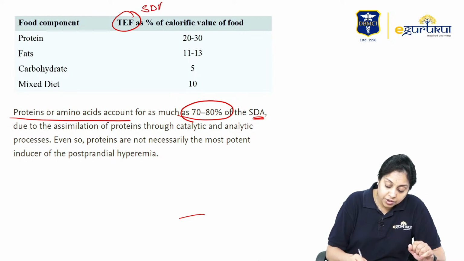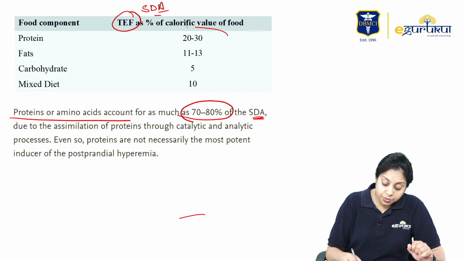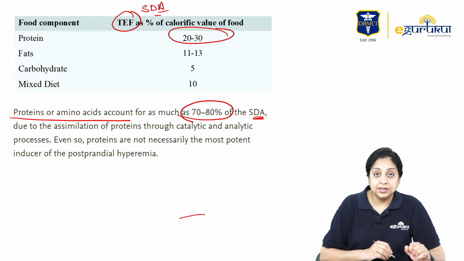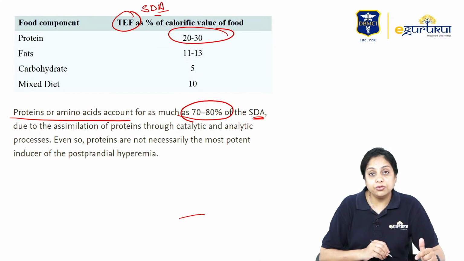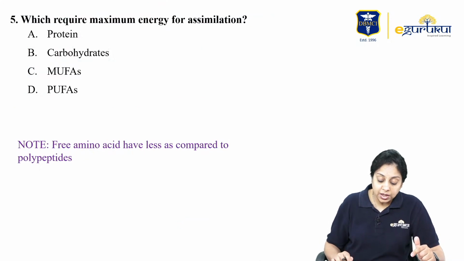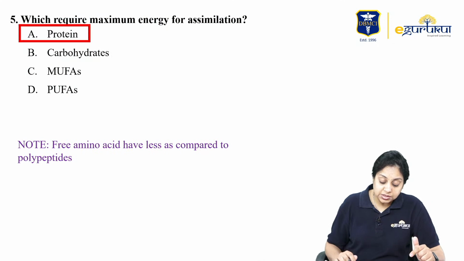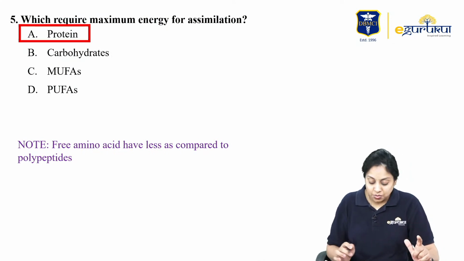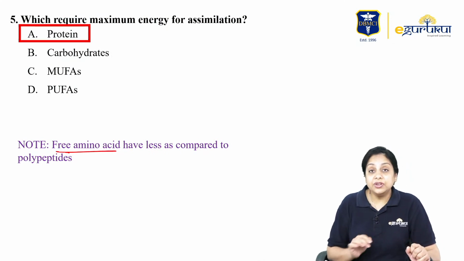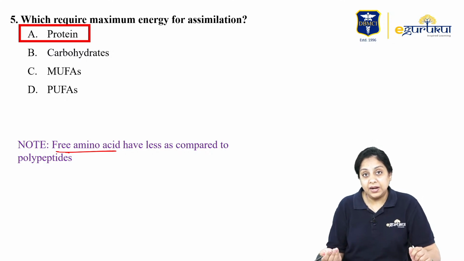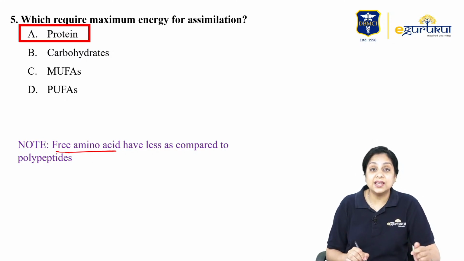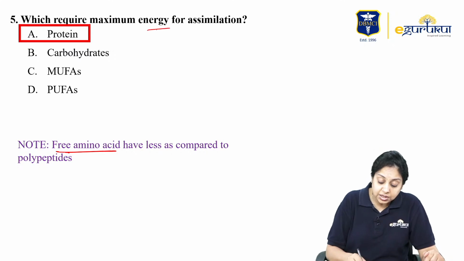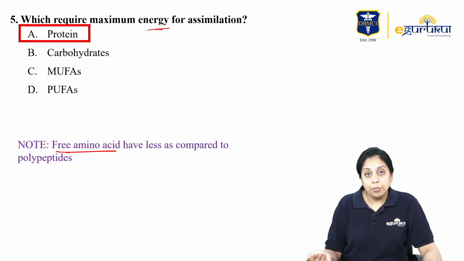We don't have to go into maths, right? And we know the proteins have the highest SDA. So it means the assimilation will be high for the proteins as compared to the others. So the answer to this is the protein. But they may trick you with free amino acids or polypeptides. So remember, free amino acids have less assimilation as compared to the polypeptide form.